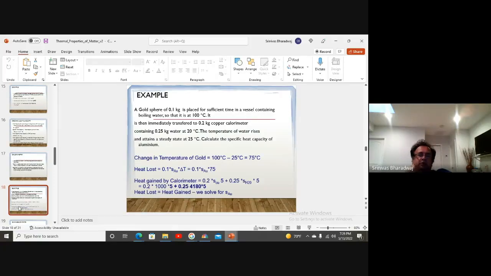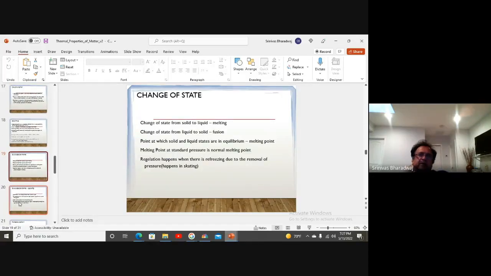So 0.2 times 1000 is the copper, times 5, plus 0.25 times 4180 times 5. Both go from 20 degrees to 25 degrees. That's how you end up with the equation m_c s_c Δθ plus m_w s_w Δθ equals m_g s_g Δθ, where Δθ for the gold has gone down 75 degrees, right? So heat loss equals heat gain. Then you solve for the unknown. Now, change of state.